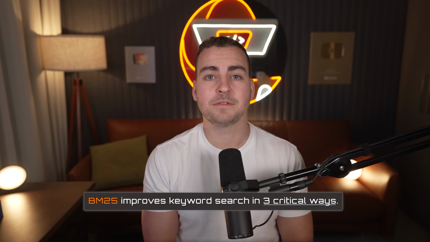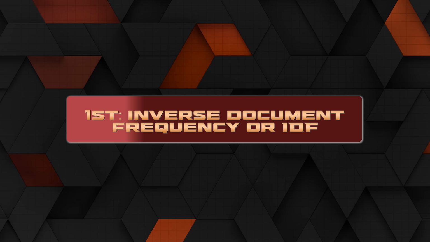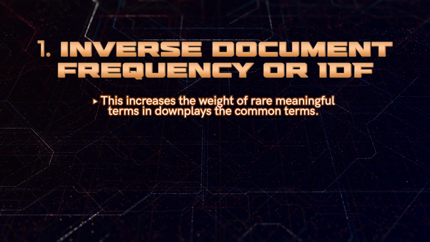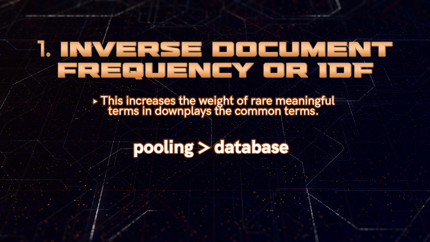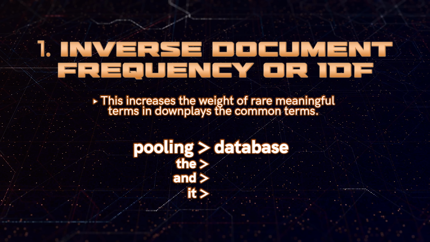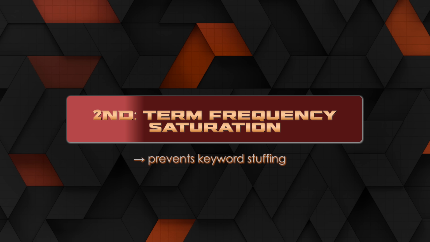Now, BM25 improves keyword search in 3 critical ways. First, inverse document frequency, or IDF. This increases the weight of rare, meaningful terms and downplays the common terms. So pooling matters more than database, or the and it, right? And BM25 understands that.